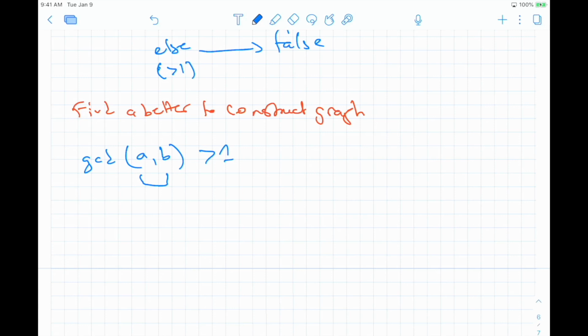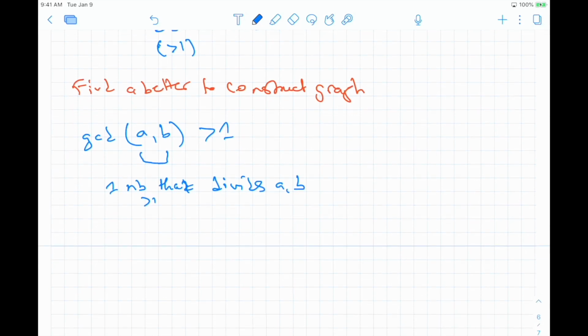So what does that mean? At least one number that divides both, right? It can be more, and so we pick the greatest common one, but this means basically at least one number that divides A and B, okay? And that number needs to be bigger than 1, okay? So that's the first thing to think about.